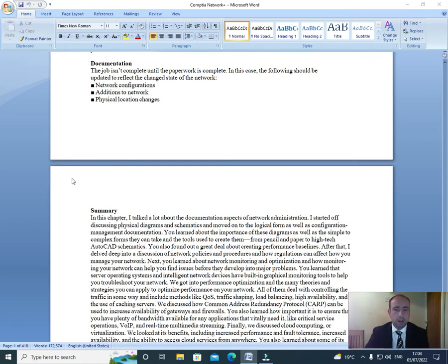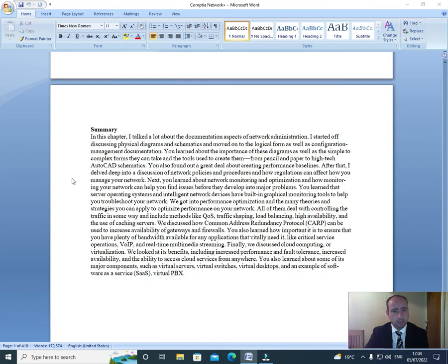Documentation. The job isn't complete until the paperwork is complete. In this case, the following should be updated to reflect the changed state of the network configuration: additions to network, physical location changes.